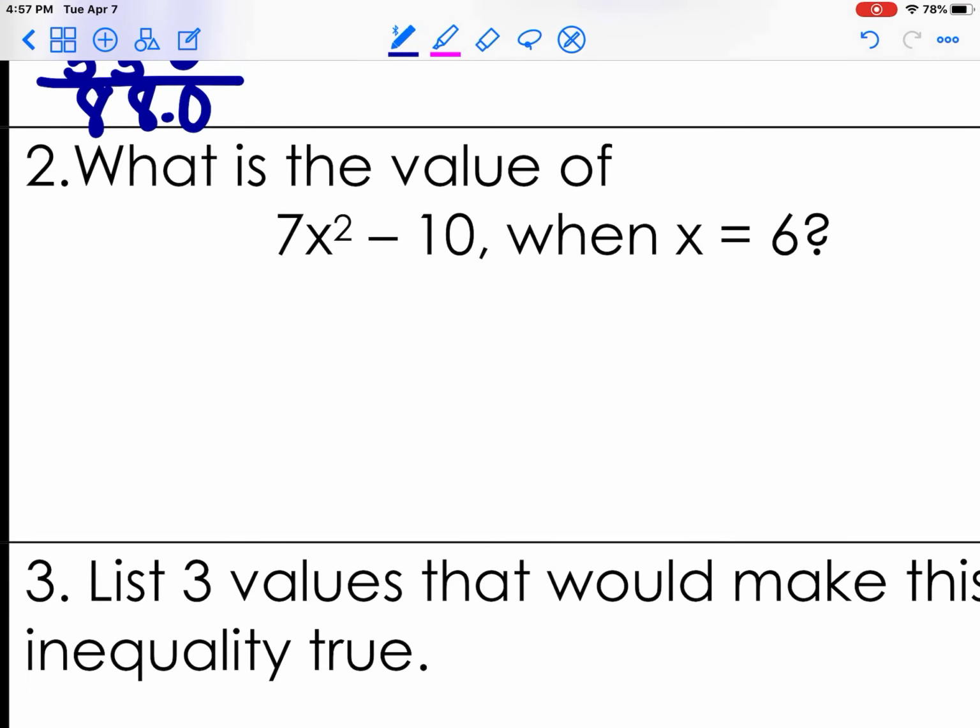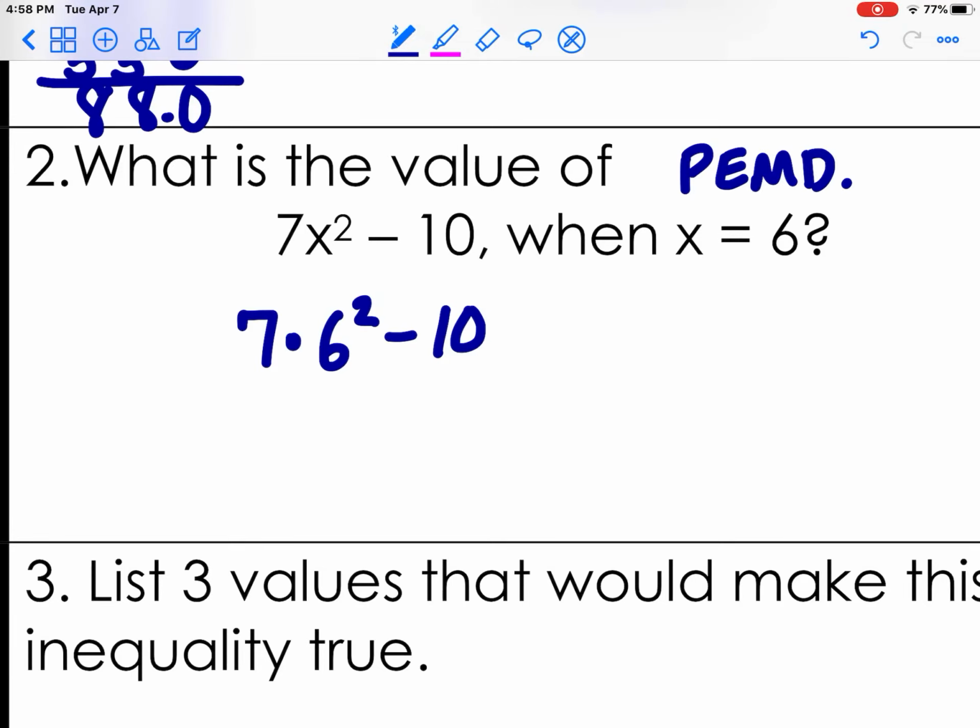What is the value of 7x squared minus 10 when x equals 6? I want to substitute 6 for the x, so it's 7 times 6 squared minus 10. You do PEMDAS, right? Parentheses, exponents, multiplication, division, addition, subtraction. We have an exponent, so we'll simplify that first. So 6 times 6 is 36. Minus 10. We do multiplication before we do subtraction.